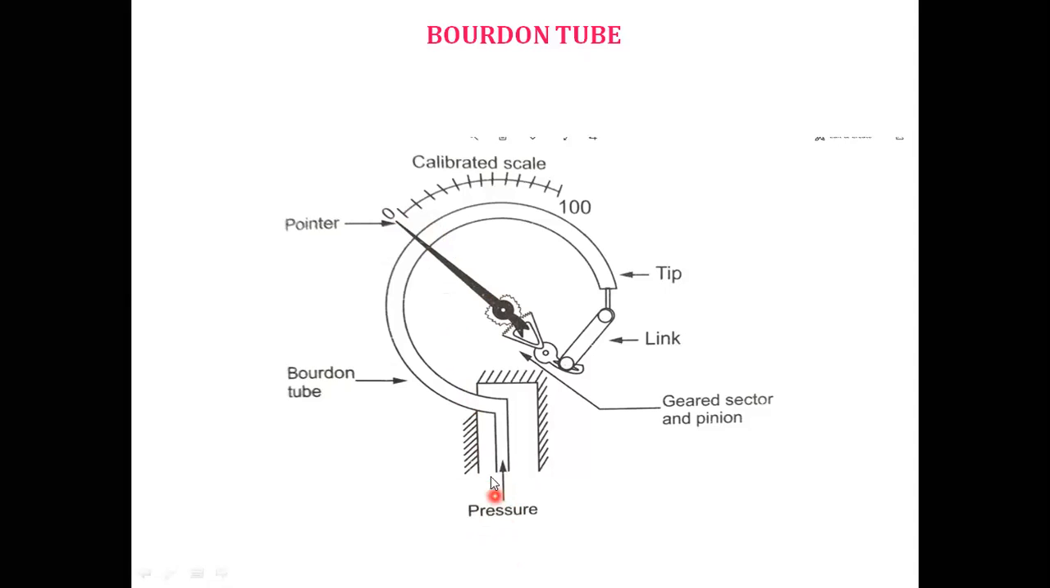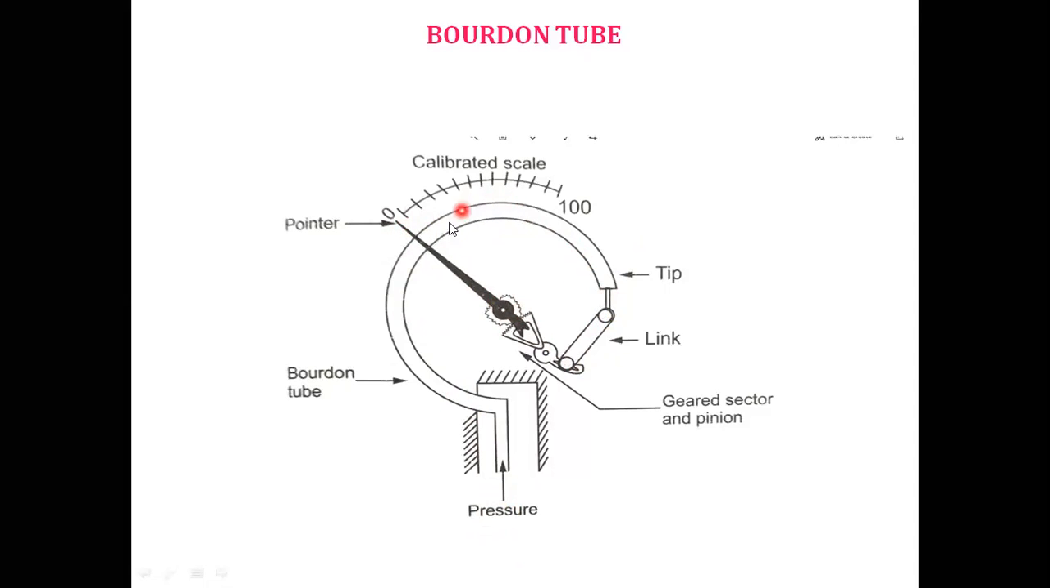I am going to give some unknown pressure, and it is transferred to this tip. Due to that pressure, the tip movement takes place here. Due to the displacement in this tip movement, the gear movement will take place. These gears will move, and the pointer is going to move upon this scale.